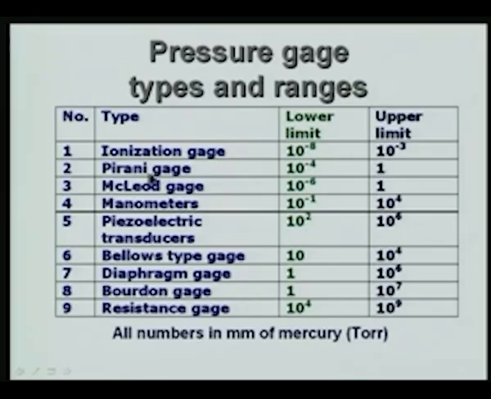The second one is a Pirani gauge. We will just look at the names now, later we will describe them in more detail, which can be used between 10^-4 millimeters of mercury and 1 millimeter of mercury, still on the vacuum side. The McLeod gauge is also an instrument which is used for measurement of vacuum, 10^-6 millimeters of mercury to 1 millimeter of mercury at the upper limit. And then we have the familiar manometers, which are used for measuring from a lower limit of 10^-1 to about 10^4 at the upper limit.